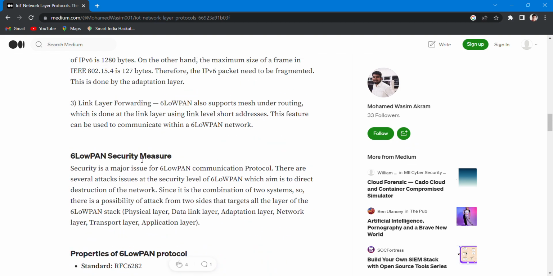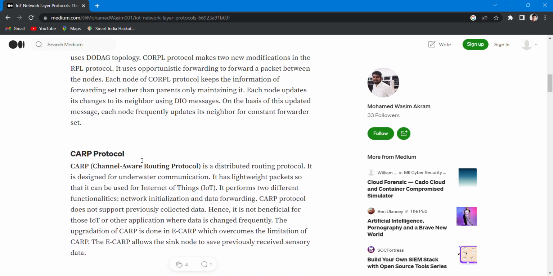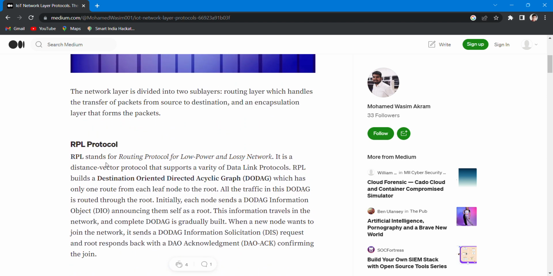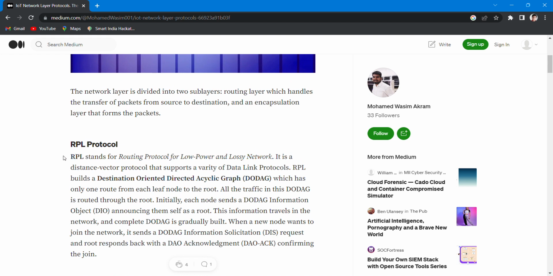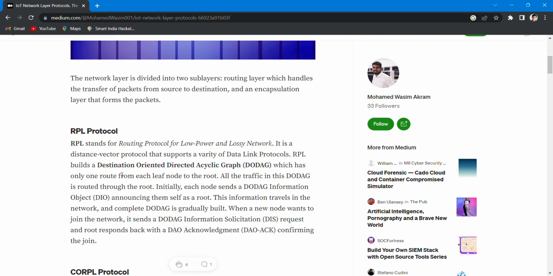The main part is RPL, which is also a good protocol. RPL stands for Routing Protocol for Low power and Lossy networks. These all are made for low power. Why is this made for low power? Because some IoT devices require low power. For that, you can use this protocol. It is a distance vector protocol that supports a variety of data link protocols.